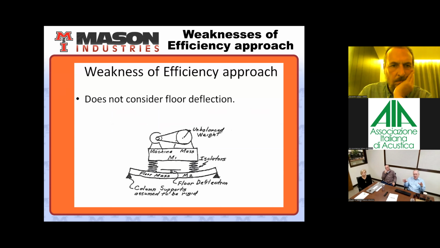Now, the efficiency equation gives us some direction as to the effectiveness of the isolation system, but there are some weaknesses to it. The primary weakness, it doesn't take into account the structural deflection. It assumes that the structure is infinitely rigid. But we know in modern buildings, the structure is very flexible, and that can also affect the isolation efficiency. So I'll show you that real quickly with my demonstrator here. Little fan.